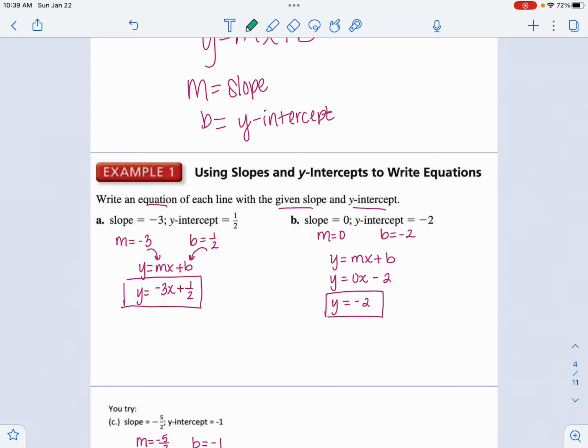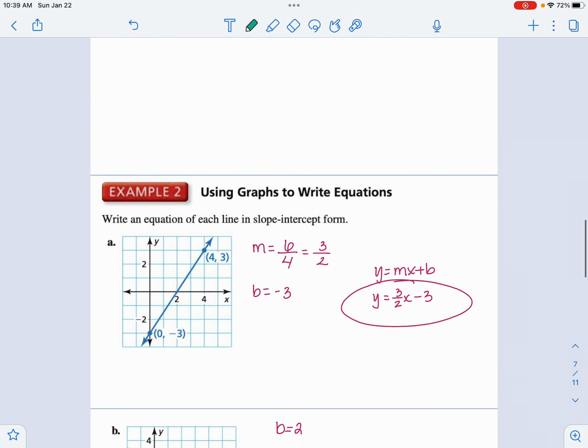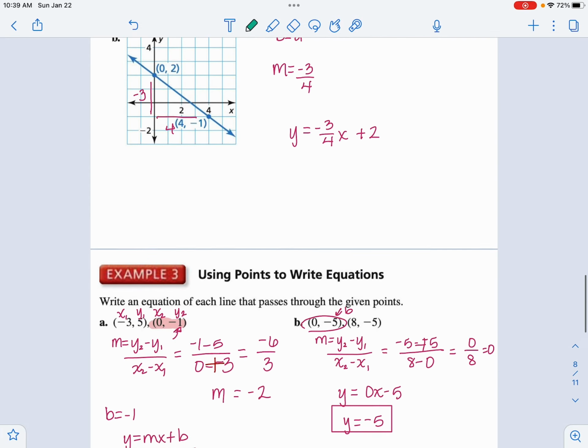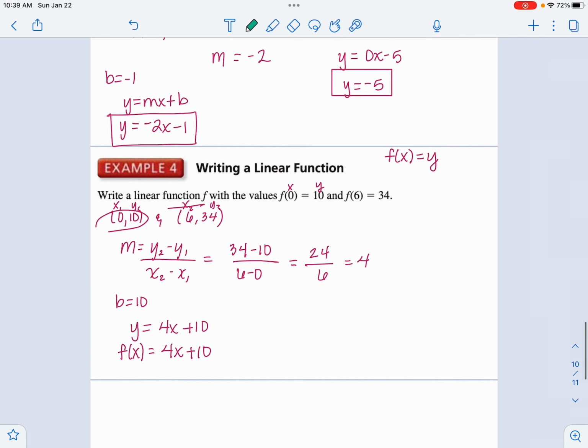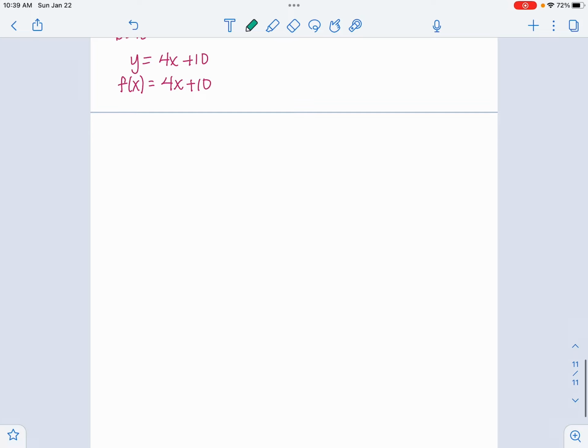Well, the first set of examples gave us the slope and the y-intercept. Then we were given a graph, then ordered pairs, and then function values. So, like I mentioned before, for all of these problems, we need to know what m is, which again is the slope, and we need to know what b is.